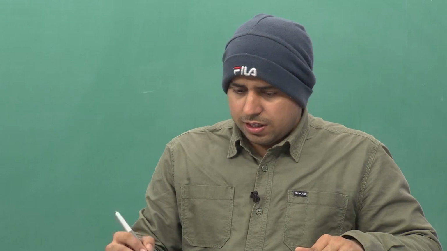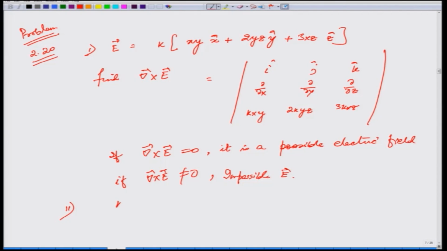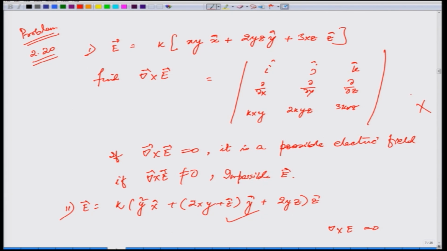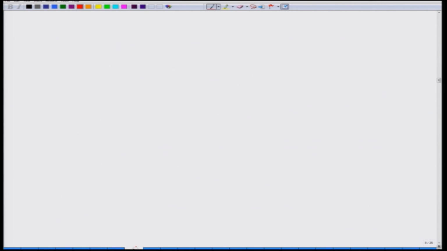The second electric field is given as some constant k times y square x cap plus (2xy plus z square) y cap plus 2yz z cap. Do the same thing and you will find that here the curl will vanish. So this is a possible electric field, but the first will not be. The rest is only mathematical steps, and I hope you will do it.